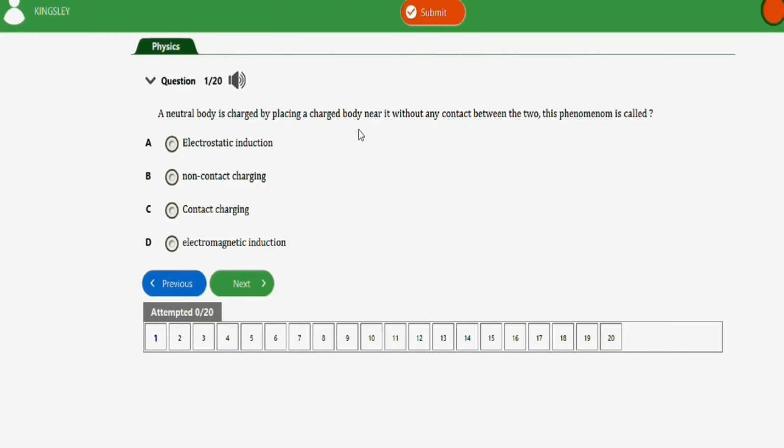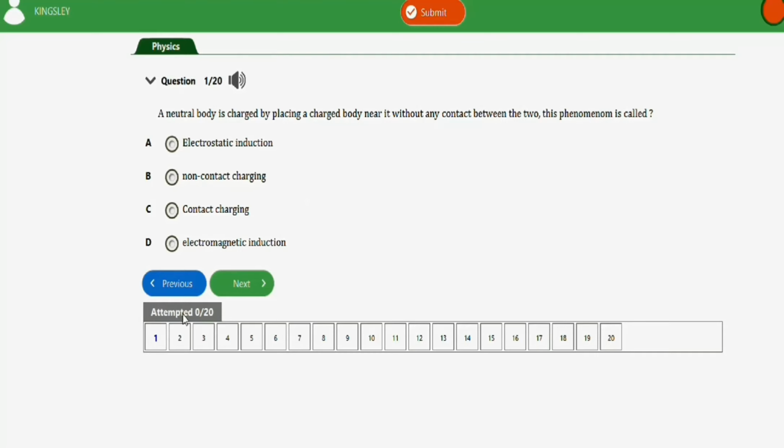The first question I have here says, a neutral body is charged by placing a charged body near it without any contact between the two. This phenomenon is called: option A, electrostatic induction; non-contact charging; contact charging; electromagnetic induction. So the right option in this question is option A, which is electrostatic induction.